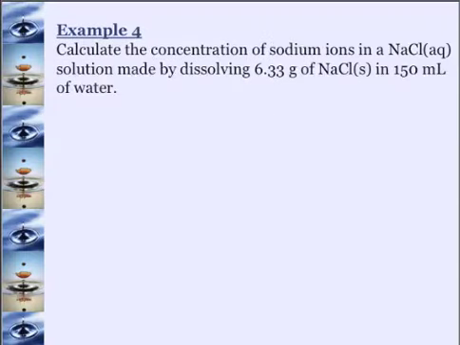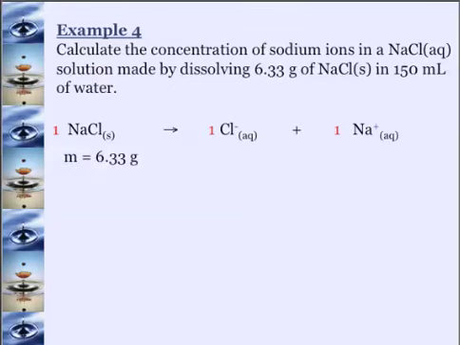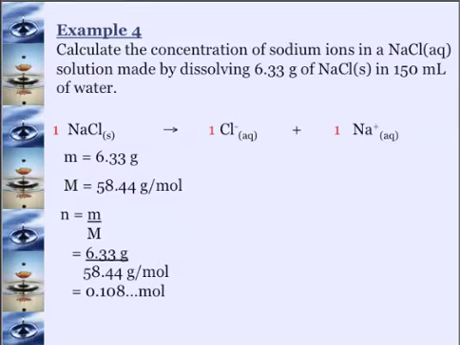Example number 4 is calculate the concentration of sodium ions in an NaCl solution made by dissolving 6.33 grams of sodium chloride in 150 milliliters of water. Here is our dissociation equation. It is a 1 to 1 to 1. We know the mass of sodium chloride and its molar mass, and then we can figure out the number of moles, giving us 0.108 moles.